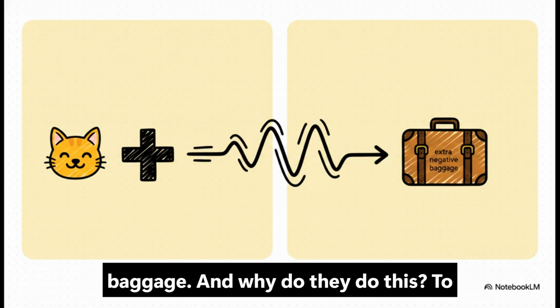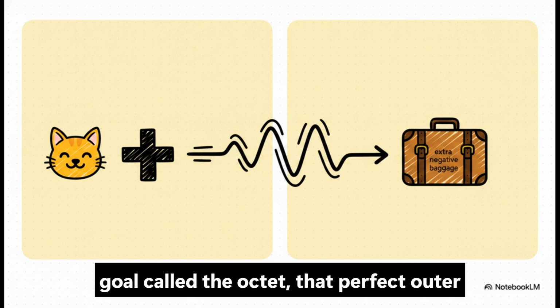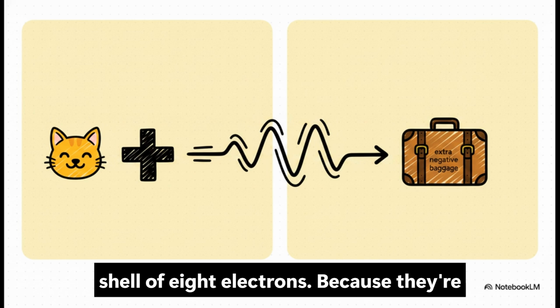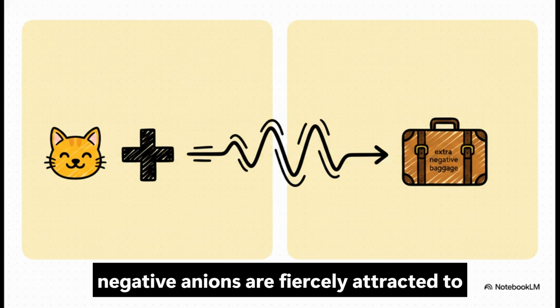And why do they do this? To reach a magical, highly stable ultimate goal called the octet, that perfect outer shell of 8 electrons. Because they're perfect opposites, positive cations and negative anions are fiercely attracted to one another.